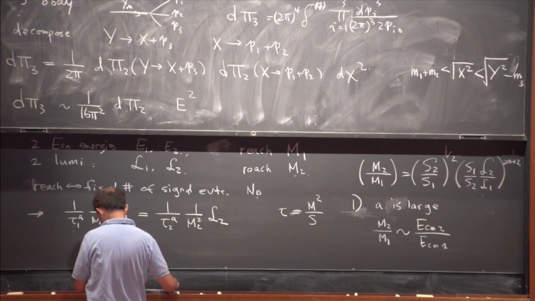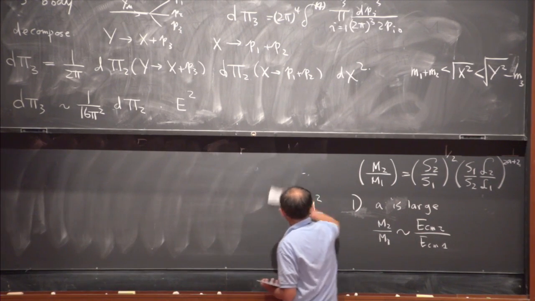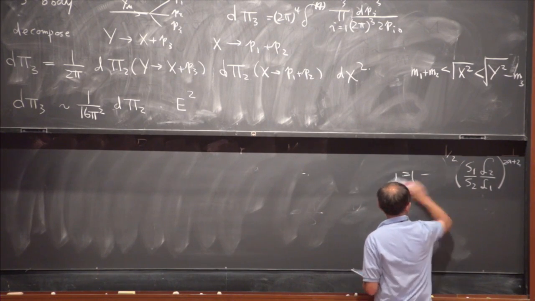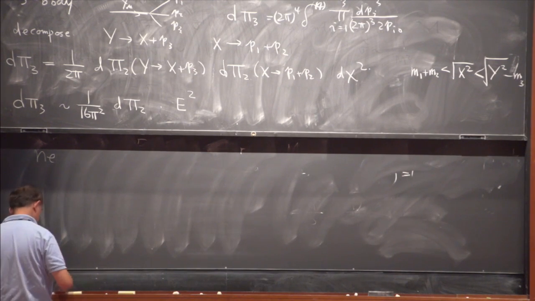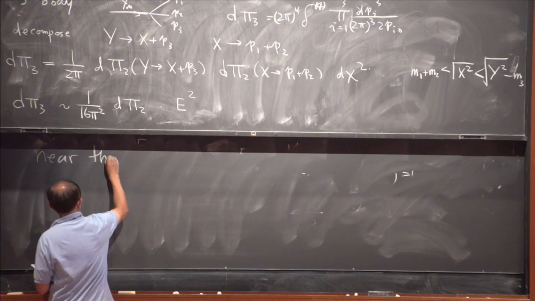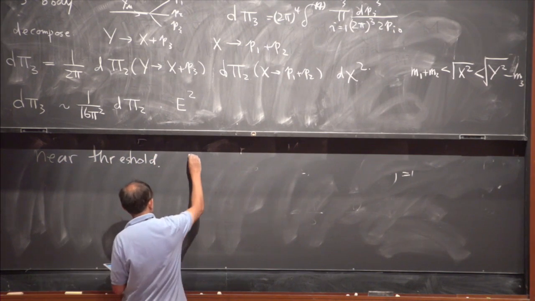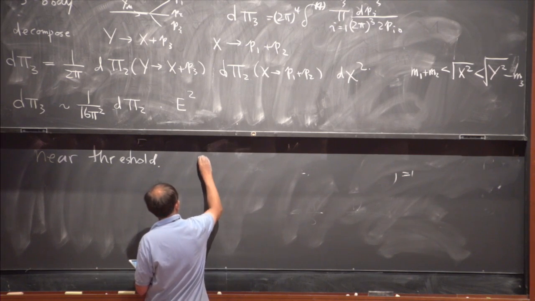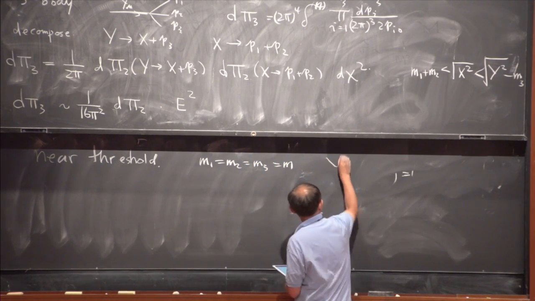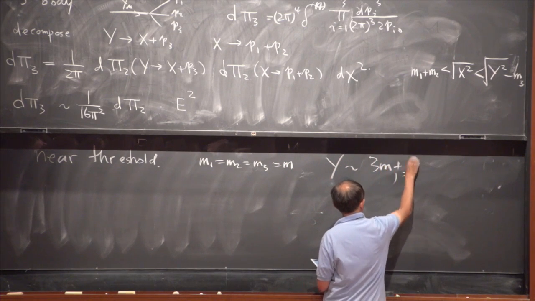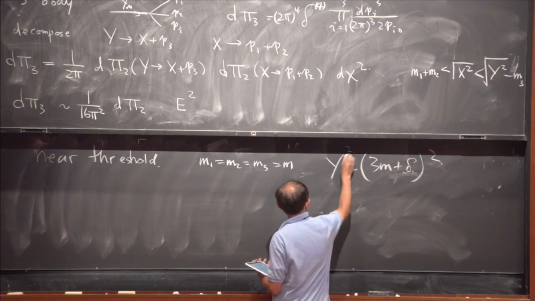Okay. So finally, sorry, I'm already a few minutes over. Let's look at the near-threshold behavior. Suppose I'm producing 3 particles with equal mass. Therefore, y is about 3m plus delta, so y squared is about (3m)². Then you can look at this formula.